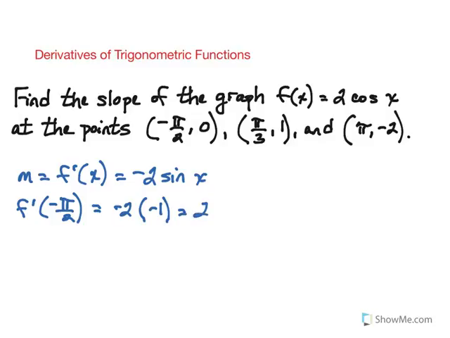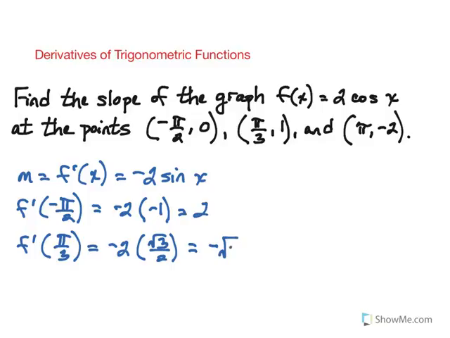Now these would be really easy for you to check on your graphing calculator if you want to do that. Practice your graphing calculator skills. Good opportunity for that. So now we're going to find the derivative at the x value pi over 3. So we have negative 2. Now we need to think of the sine of pi over 3. Remember that's going to be square root of 3 over 2. So there we have negative root 3.